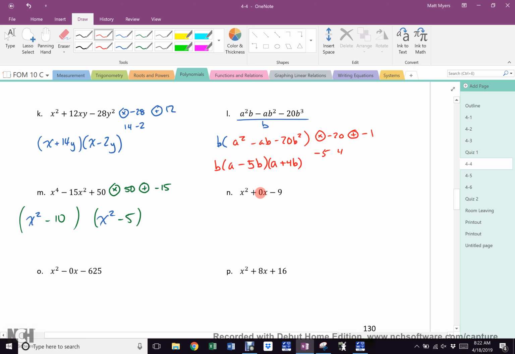What's weird here? Which we normally wouldn't write, correct? So I'm doing this for a reason. I got to multiply to negative 9 and add to 0. It's negative 3 and positive 3. So it's x minus 3, x plus 3. Now, highlight that. It's going to come back.